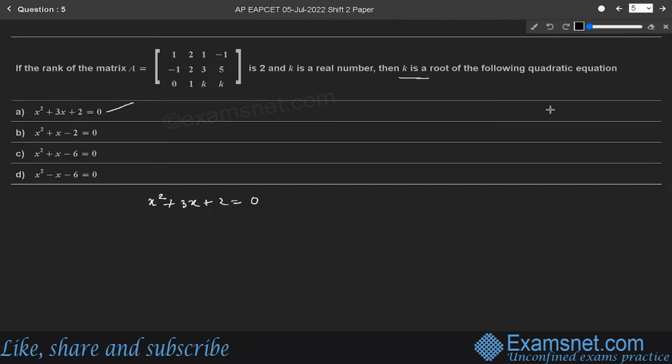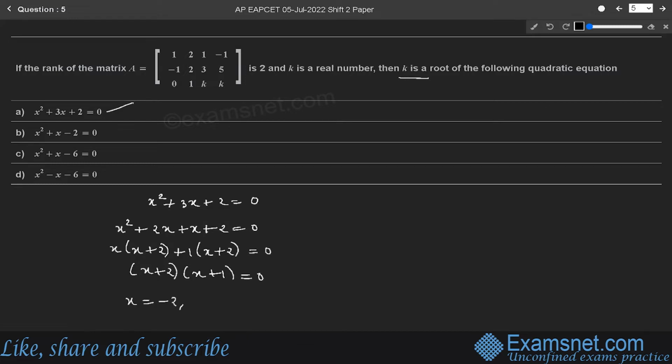Now finding the roots of this equation by splitting the middle term, this will be x square plus 2x plus x plus 2 is equal to 0. Taking x common, this will be x plus 2. Taking 1 common, this will be x plus 2 is equal to 0. So x plus 2 and x plus 1 is equal to 0. Therefore, x will be equals to minus 2 and x will be equals to minus 1. But you can see that both these values are negative and both values cannot be negative. So we can say that this option is not correct.